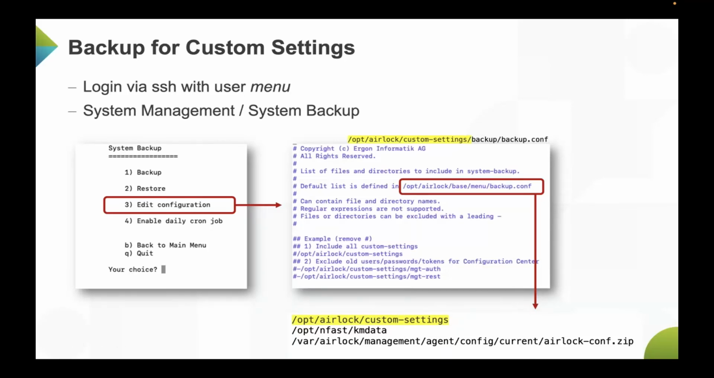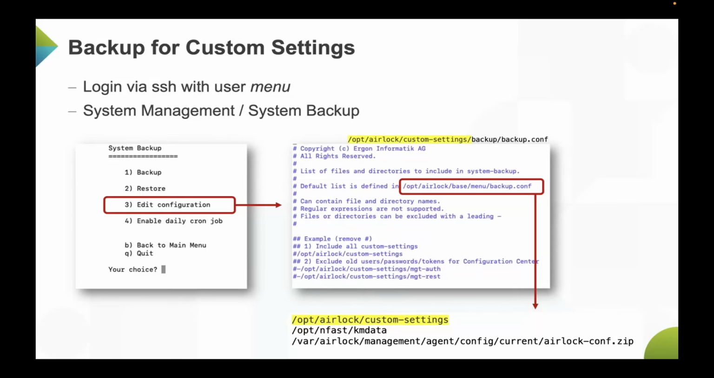If you look at this file again, it will show you that in addition to the current configuration, it will also back up this Airlock custom settings folder, which also includes the file that you just opened. I just highlighted that using the yellow background. So if you're changing the configuration of your backup, that's already included in the backup. And it also includes nCipher configuration files by default, so that's if you're using HSM devices.